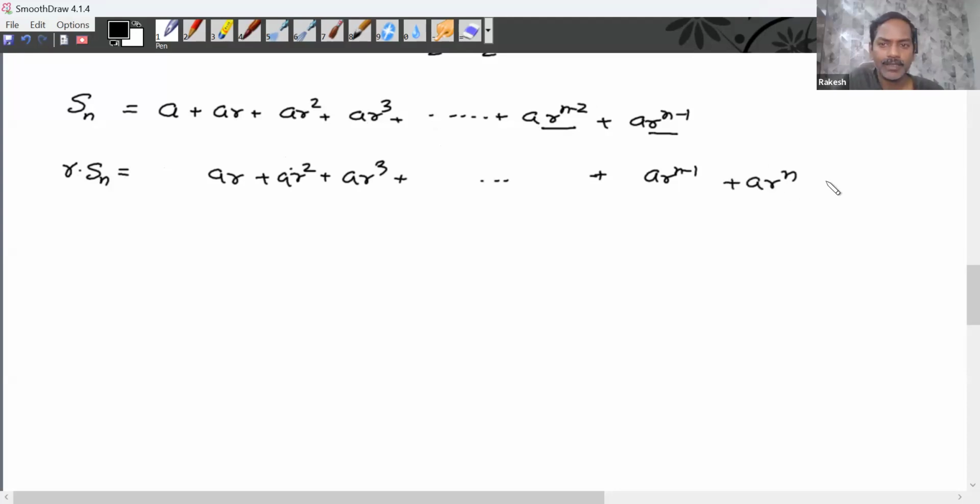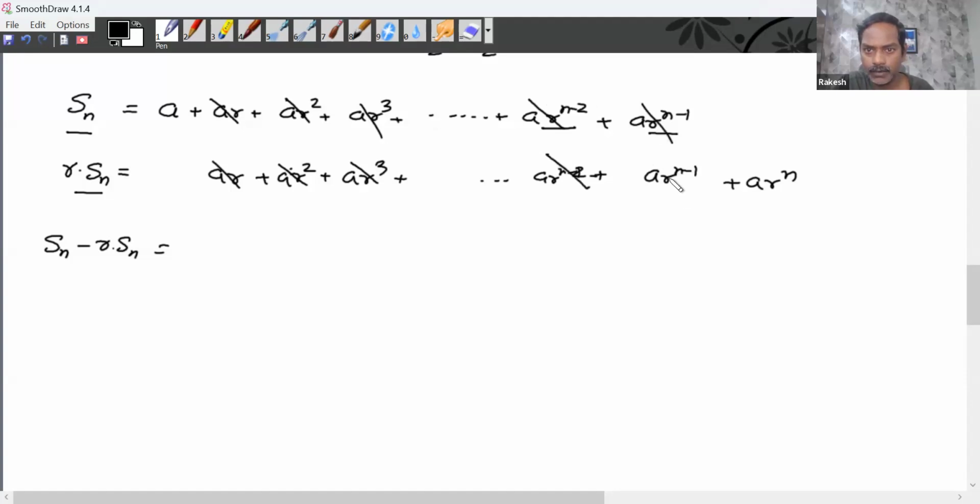Right? Now I'm looking at these terms, and I can see that many terms are common in both these equations. So let me subtract so that the common terms vanish. So I'm subtracting this with this, right? So I'm doing Sn minus R times Sn. This is what I'm doing. So effectively, these things are getting subtracted with this, right? Here we can see that these terms are like terms, so they will get cancelled. In fact, this will also get cancelled with the previous term, which is ar to the power n minus 2. So this will also get cancelled. This will also get cancelled.